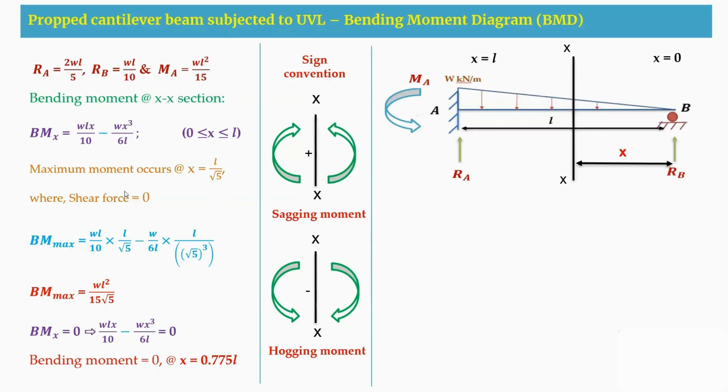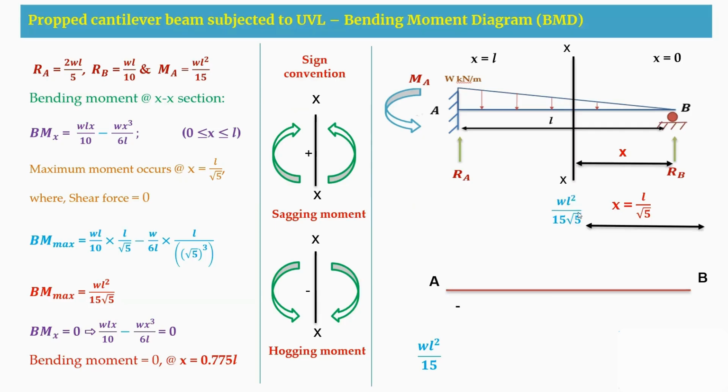So after getting all these values of the bending moment, we are going to plot the bending moment diagram. So this is the AB beam. At B, the bending moment is 0. At A, the bending moment is a negative value of WL square by 15. At x equal to L by root 5, we get a maximum bending moment of WL square by 15 root 5, which is a positive value. And at x equal to 0.775 L, the bending moment is 0. That means it has changed from positive to negative.